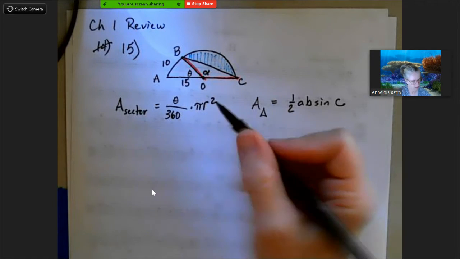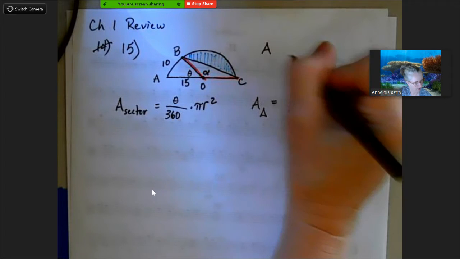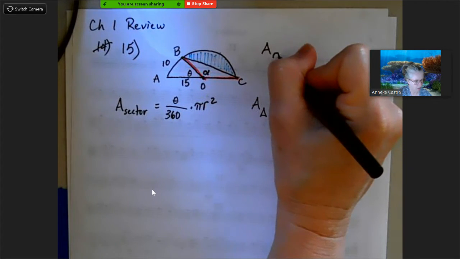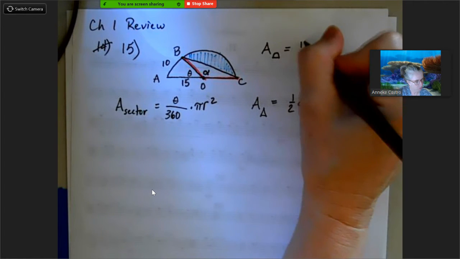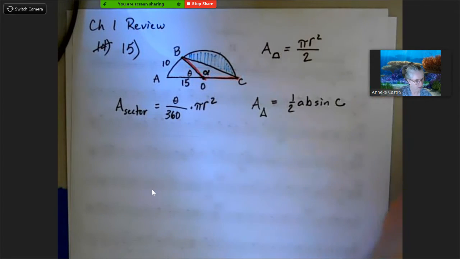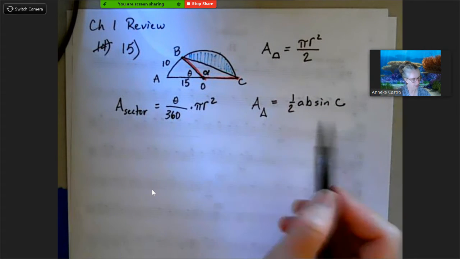All right, I also need to know the area of a semicircle. So area of a whole circle is, of course, pi r squared. So area of a semicircle, I'm just going to make a little symbol, is going to be equal to pi r squared divided by 2. Okay, so that would give me the area of the whole thing, and then I would subtract off the area of the sector and the area of the triangle.